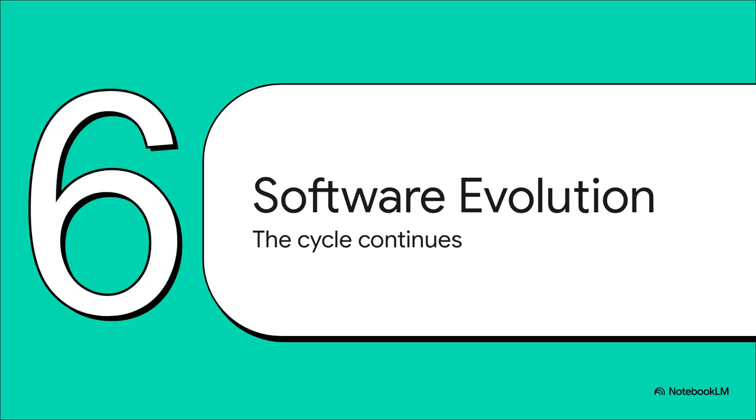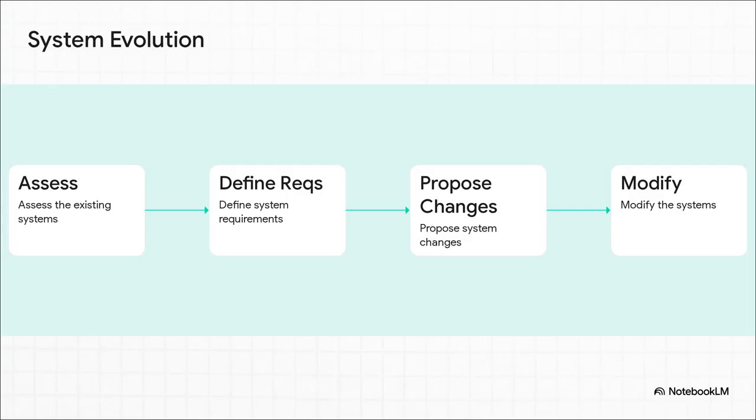Finally, Section 6, Software Evolution, where the cycle continues. You'd think launching the software is the finish line, right? No way. Software is inherently flexible, and it literally has to adapt to changing business circumstances, so the life cycle just loops back on itself. You assess the existing system, define new system requirements based on a shifting landscape, propose changes, and modify the whole thing. As the business evolves, the software has to evolve right alongside it.